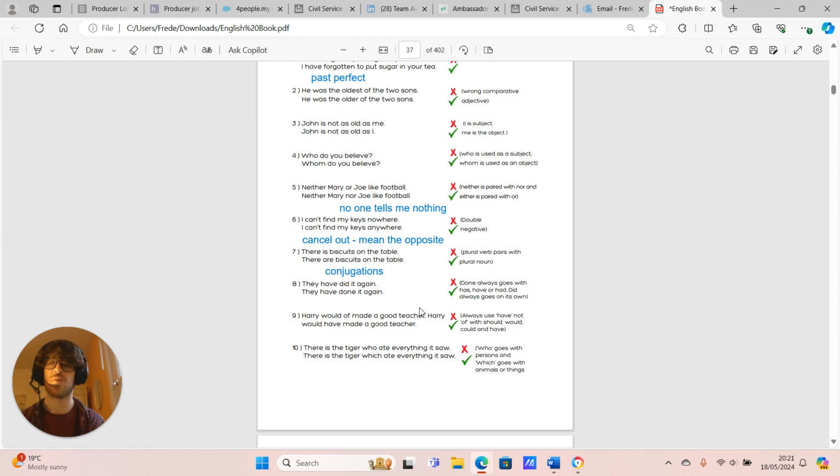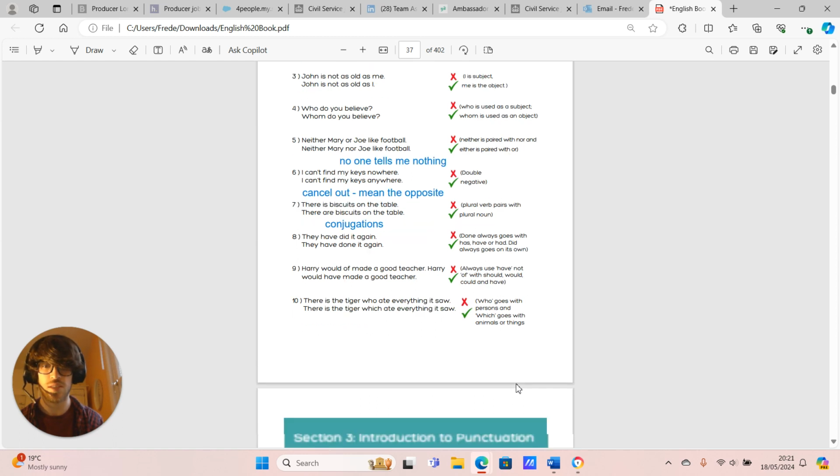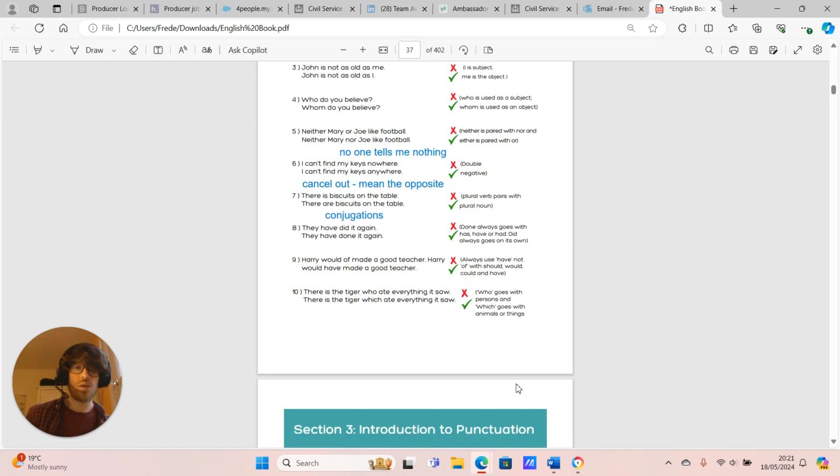Did doesn't need have. They did it again. You can get rid of the "have" in that first part of example 8 there. You don't need it. They did it again. Did does not need have. Done does need have.